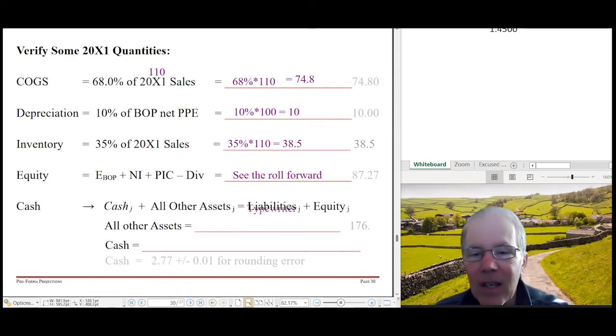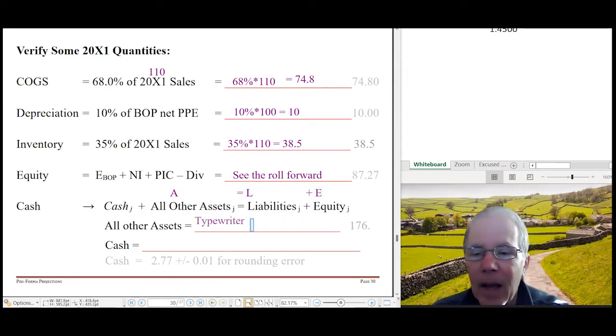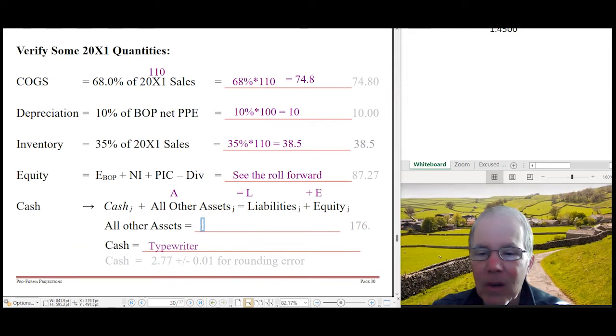And now let's see how we were able to solve for cash. So we're going to take this, total assets equals liabilities plus equity, right? And assets are equal to cash plus all other assets. So we have to add up all other assets from the balance sheet here. So we're going to take accounts receivable, inventory, and PPE net, and that's all the other assets. So let's go ahead and get that first of all. And so that's equal to 176.